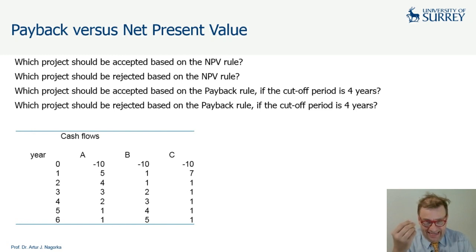But then we have a second part of the question. If the cut-off period is assumed to be 4 years, which one should be accepted and which one should be rejected based on the straight payback rule? And then we compare the answers. This is something that we will deal with later during our live connection, or on the seminar.